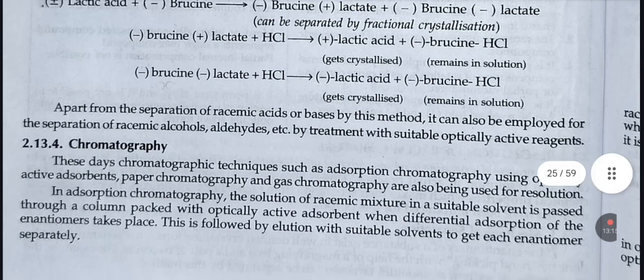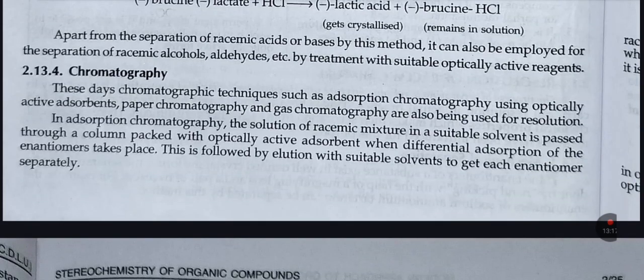Chromatography. These days, chromatography techniques such as adsorption chromatography using optically active adsorbents, paper chromatography and gas chromatography are also being used for the resolution. In adsorption chromatography, the solution of the racemic mixture in a suitable solvent is passed through a column packed with optically active adsorbent, when differential adsorption of the enantiomers takes place. This is followed by elution with a suitable solvent to get each enantiomer separately.